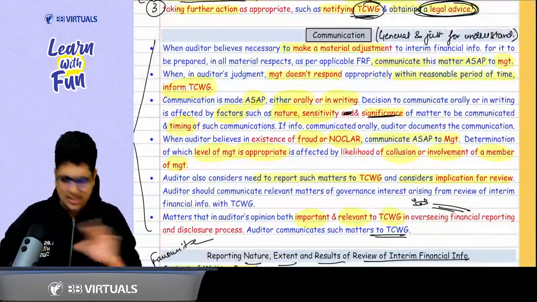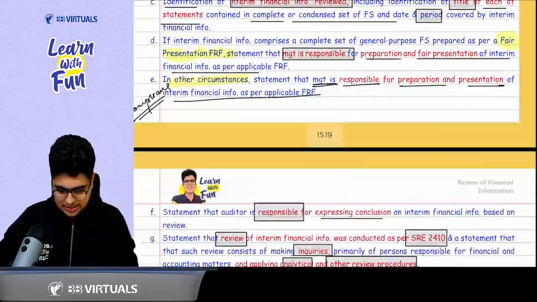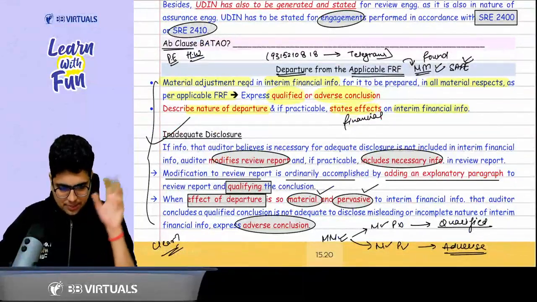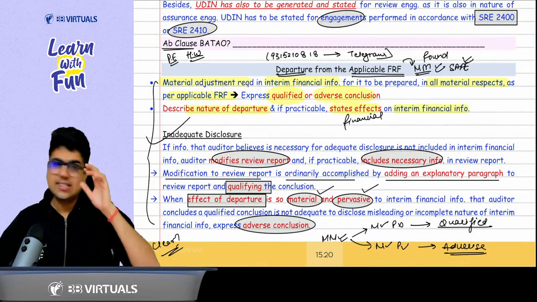Then we discuss this communication part. It is just for your reading, nothing critical here. Then the written report, whatever information is there, again for your reading, nothing critical here. Then we discussed about the departure from applicable FRF. These points are same as your SA 705.